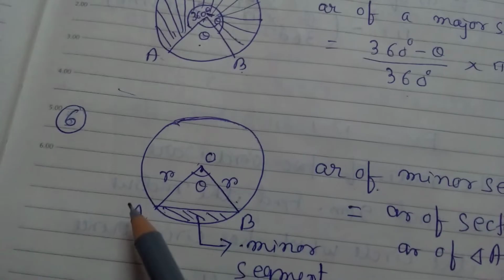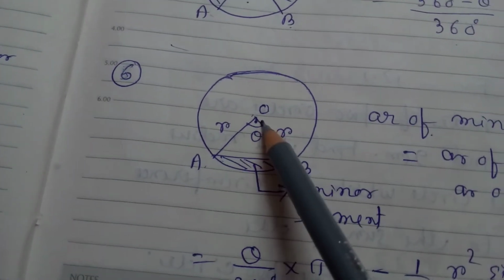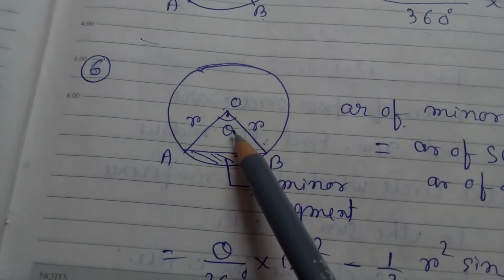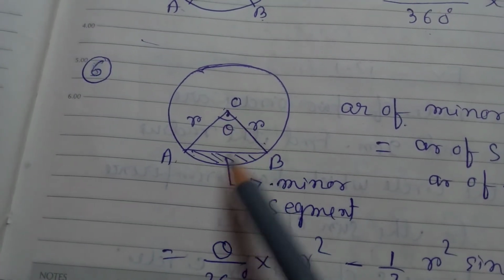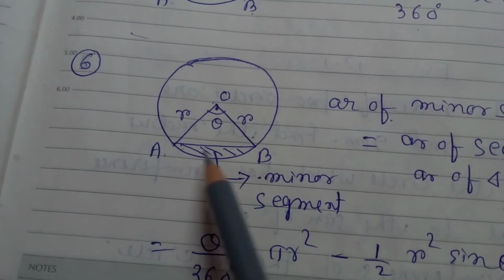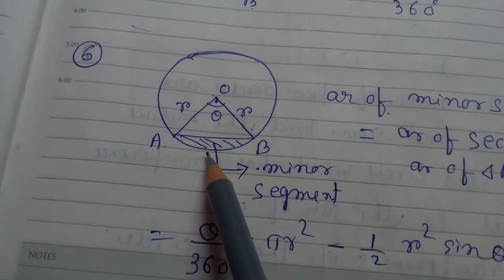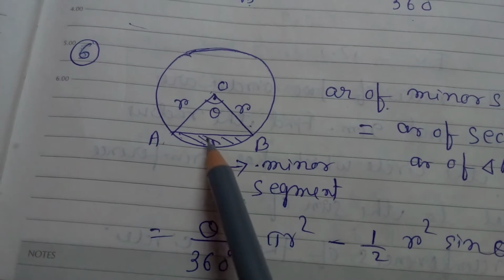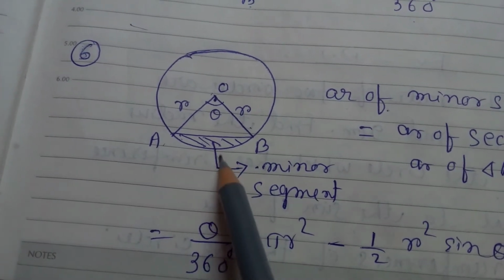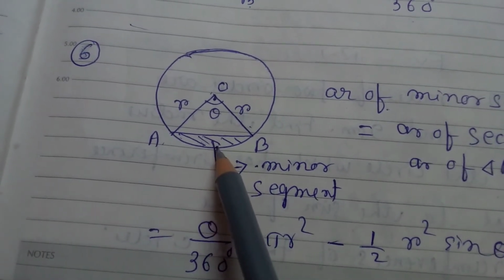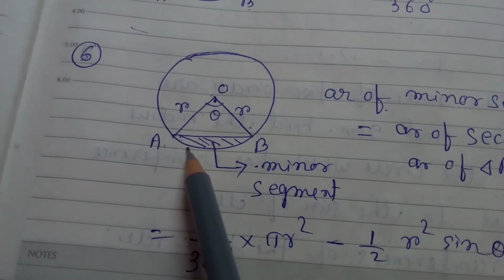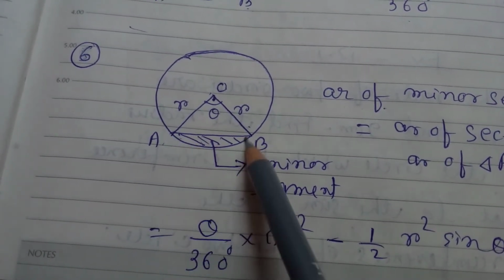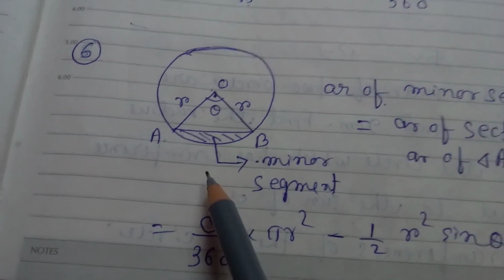Now next, O is the center of the circle, OA and OB are the radii, angle AOB equals theta, and if we join AB, AB is a chord. So this dotted portion is known as the minor segment. The minor segment is the region between an arc and a chord.